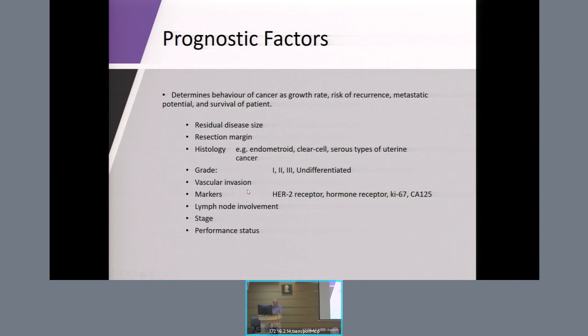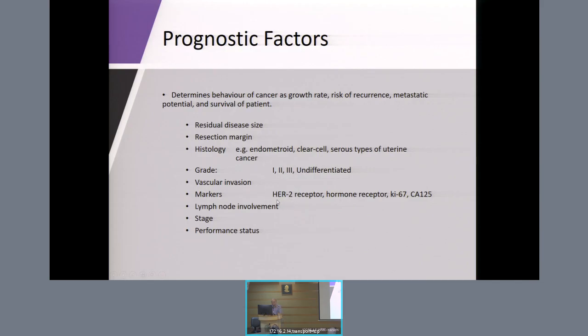Vascular invasion. When histopathology is done, pathologists examine under the microscope, and if any malignant cells are found in the lymphatics or vessels, that means the tumor has already spread, though we don't know the metastatic site. So it is a bad sign. So we must consider that vascular invasion is there.